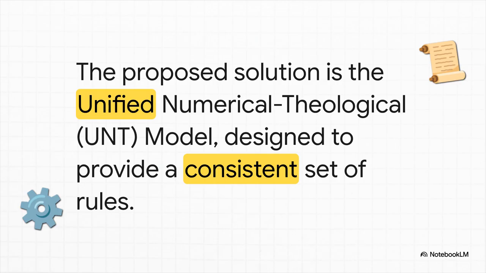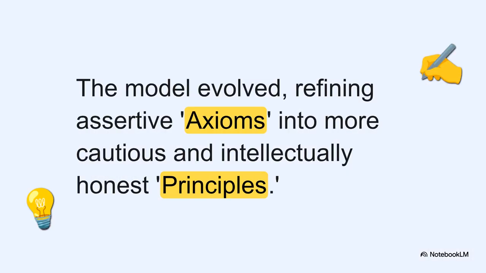So, the proposed solution is called the Unified Numerical Theological Model, or UNT for short. And its entire reason for existing is to provide a clear, consistent set of rules before you even start looking at the numbers. You know what's really cool about this? There's a real intellectual humility here. The people who created the model actually refined their own work. They replaced these rigid axioms with more cautious principles. And that tells you they were more committed to getting it right than to just being right.